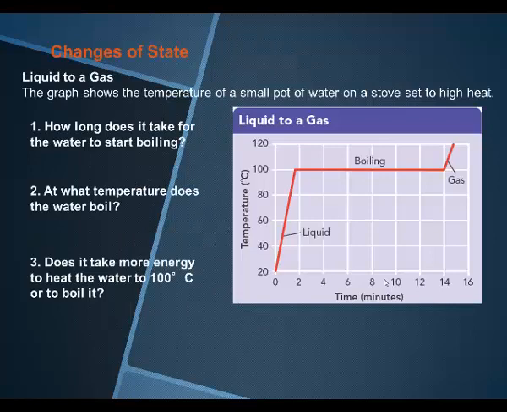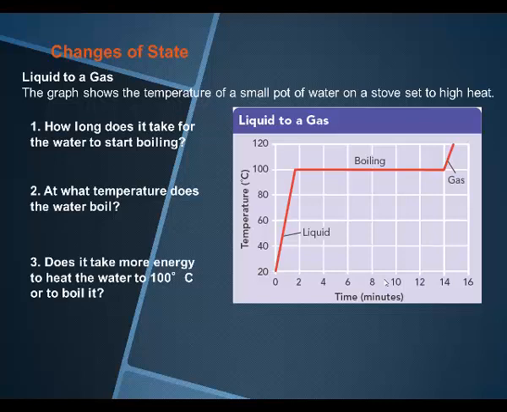To start out, let's look at this graph. The graph is of a temperature of a small pot of water on a stove. That pot of water is set at high heat. So question number one, how long does it take for the water to start boiling?